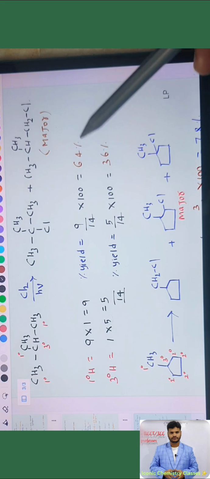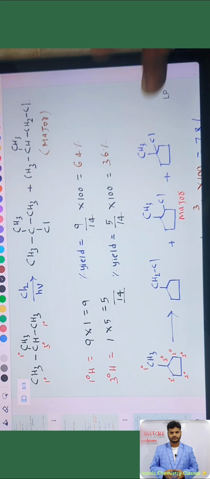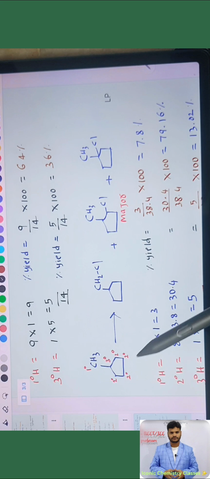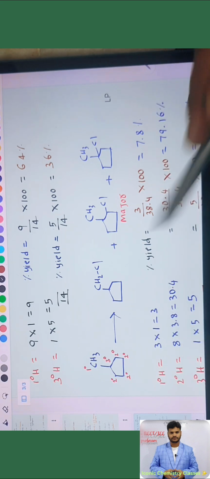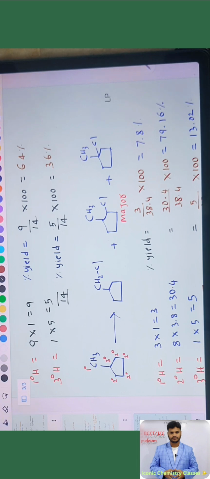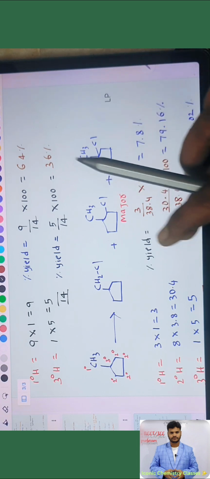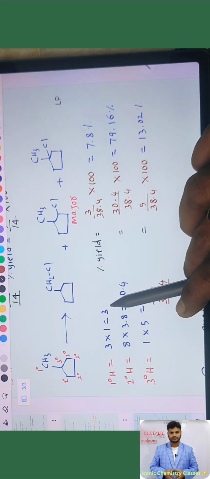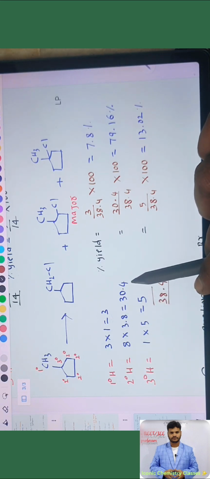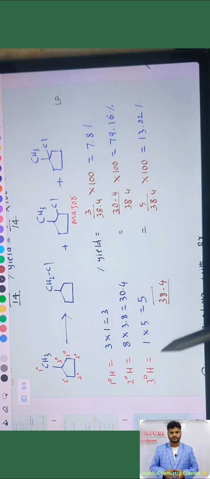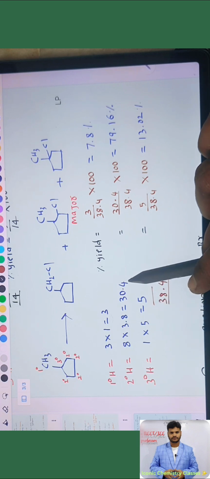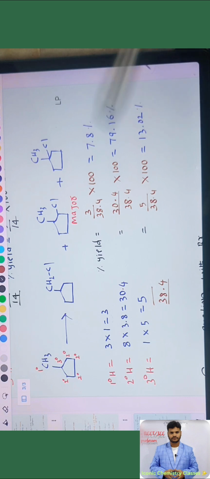So this is the way to find major and minor product. Methylcyclopentane gives how many monochlorinated products? 3 products: 1, 2, 3. Out of 3, which is major? Just go with relative yield. Primary hydrogen relative yield is 3, secondary hydrogen relative yield is 13.4, whereas 3 degree hydrogen relative yield is 5. Increase the relative yield, increase the majority. If you substitute, you also get the answer, but there is no need to substitute.